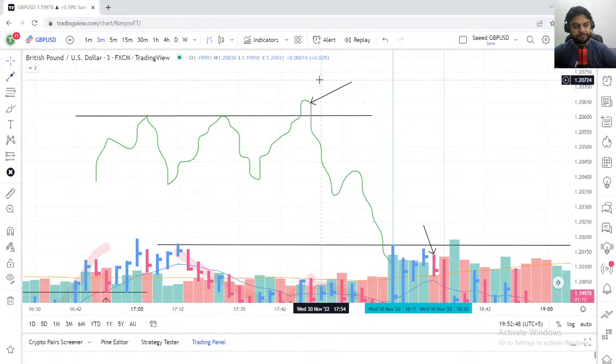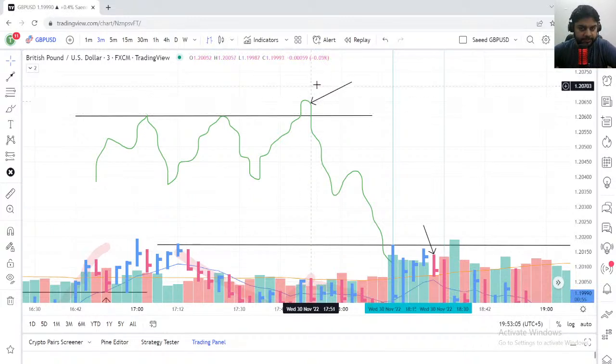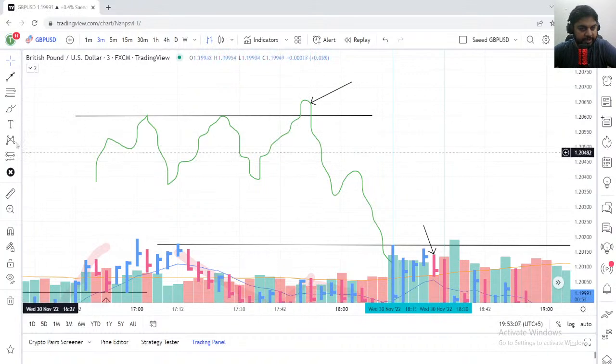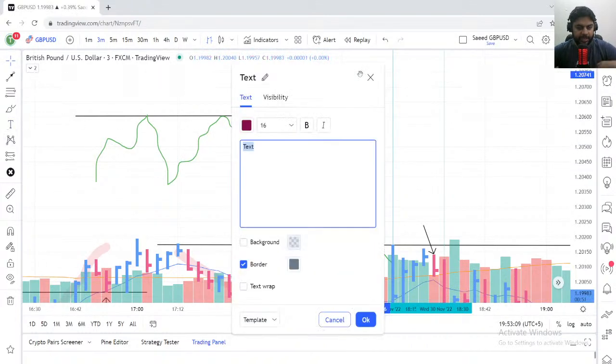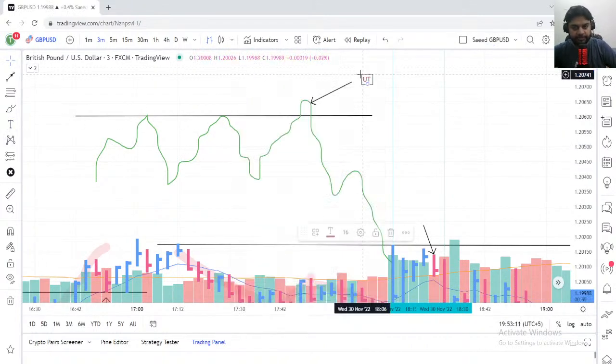This is an upthrust. Now, why is an upthrust important? Well, you can see clearly that upthrust is the exact opposite of spring, right? So that was a spring and this is an upthrust, UT or upthrust.